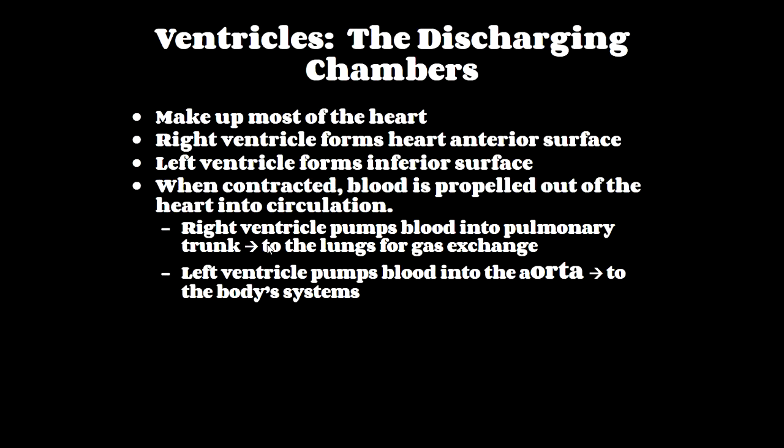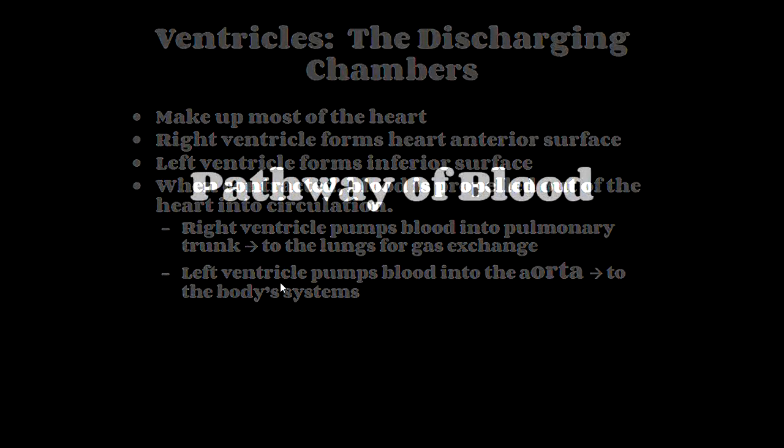The right ventricle's job is to send blood to the lungs for gas exchange. Blood will leave the heart deoxygenated, go to the lungs, drop off the waste gases, pick up the oxygen, and then come back to the left side of the heart, where the left ventricle will pump it out to the rest of the body. So we have a very distinct pathway of blood, a very distinct circulation path.